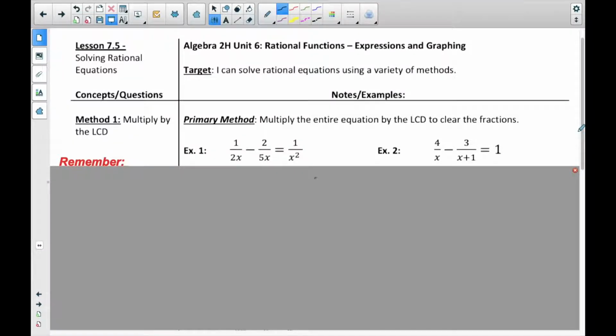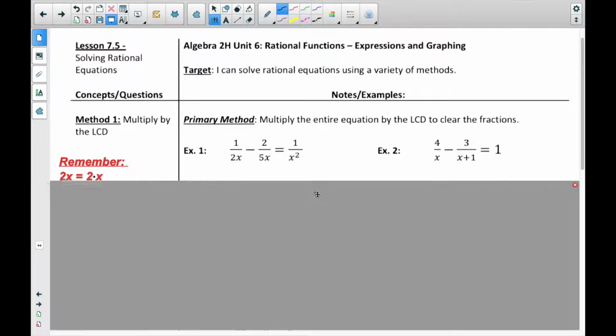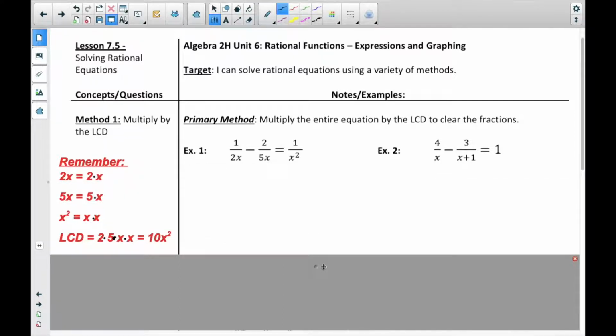Last week, we spent the week talking about rational expressions, how to simplify them, how to add, subtract, multiply, and divide them. Today, we're going to be talking about how to solve equations that involve rational expressions. So now that we know how to work with them, add, subtract, multiply, divide, we now are going to use them to solve equations.